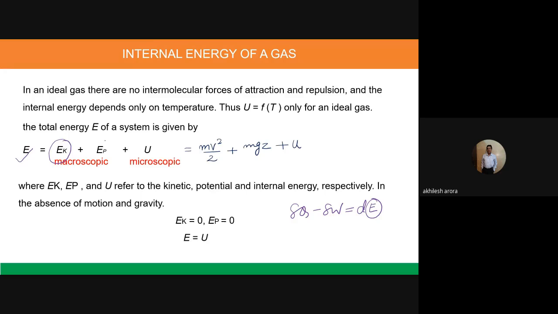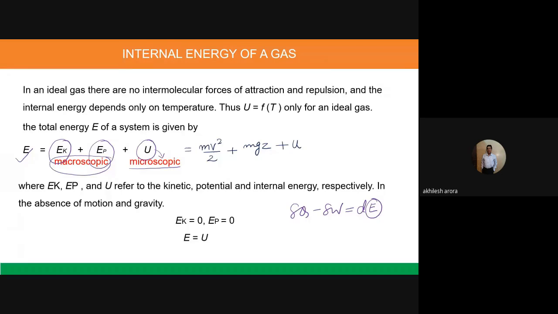This is the potential energy of the molecules, and this is the internal energy of the molecules. And this is microscopic in nature. That means the internal energy is microscopic in nature, whereas the kinetic energy and potential energy, we are taking it as of the whole molecules, and it is the macroscopic energy.